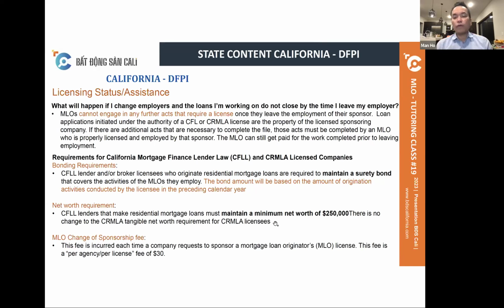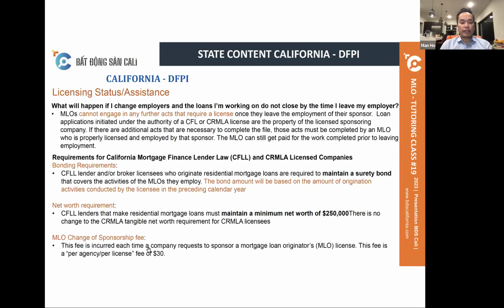So meaning, I think most licenses need to have a $250,000 net worth in total. Something that can be liquidated, meaning selling and getting the cash. Majority of the time, you have to have $250,000 cash in your bank or in your trust fund or something.